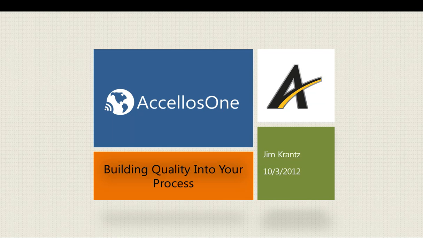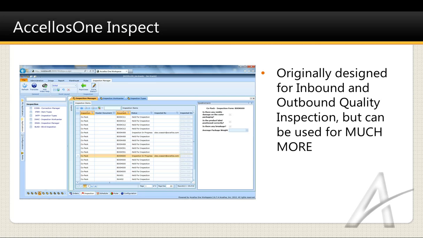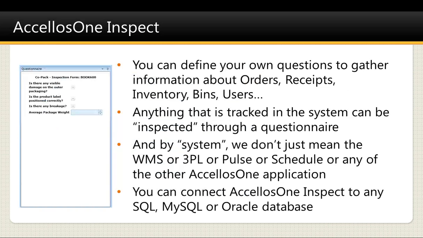In this session, we'll see how you can use the new AccellosOne Inspect module to build quality into your warehouse process. AccellosOne Inspect was originally designed for inbound and outbound quality inspection, but it can be used for much more. You can define your own questions to gather information about orders, receipts, inventory, bins, users. Virtually anything that's tracked in the system can be inspected through a questionnaire.